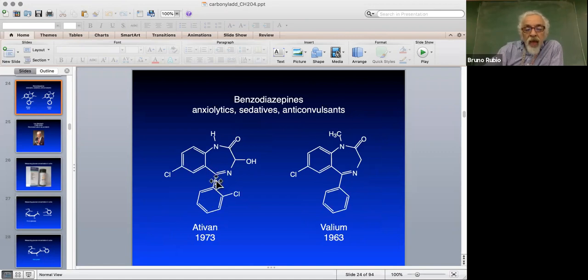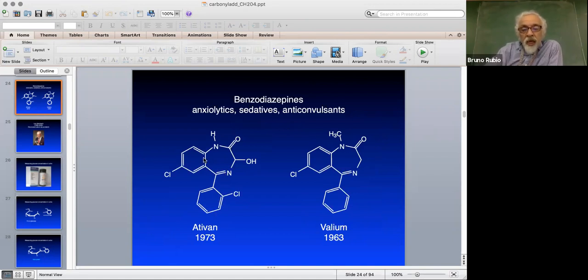Down here, this is Ativan. Here's the imine functionality right here. We see a carbon-nitrogen double bond over here. This is Valium, carbon-nitrogen double bond. These are sedatives and also used in the treatment of epilepsy.